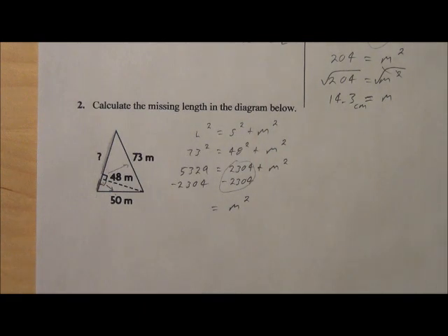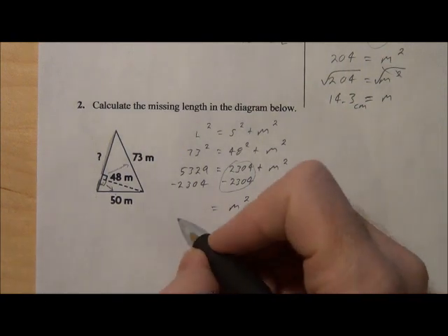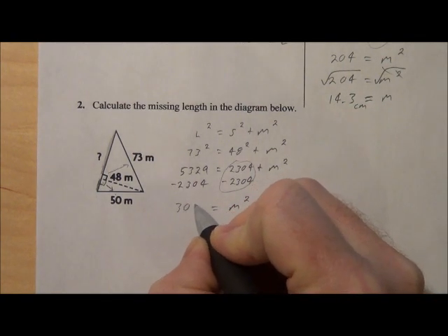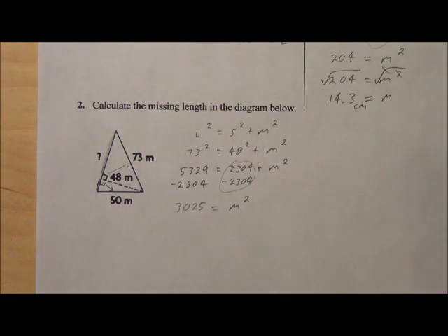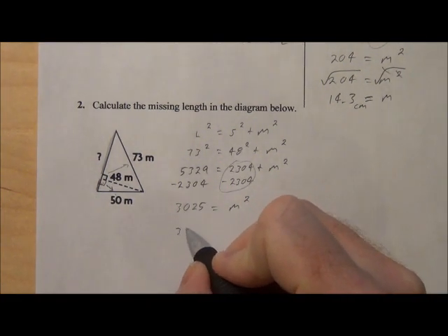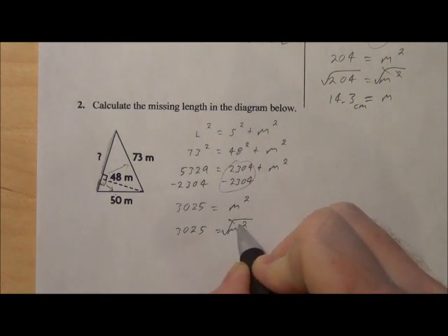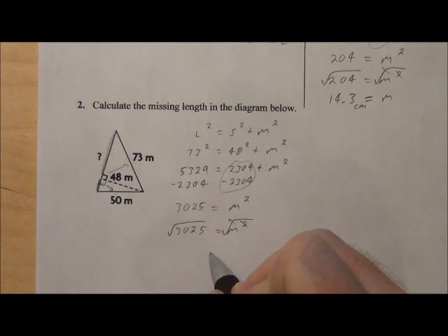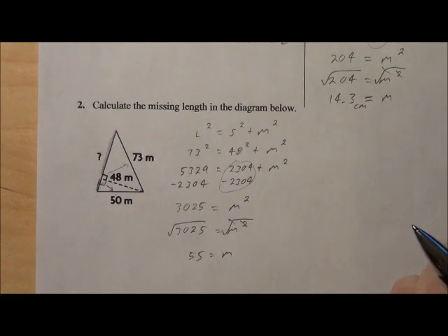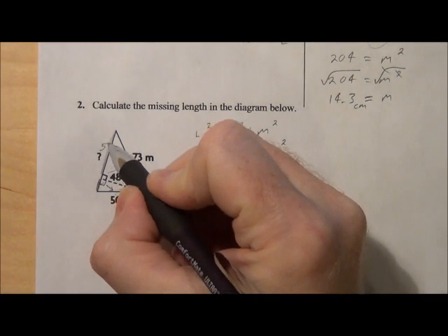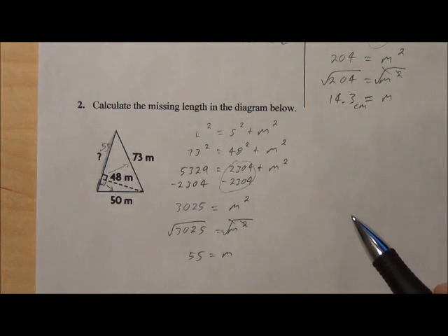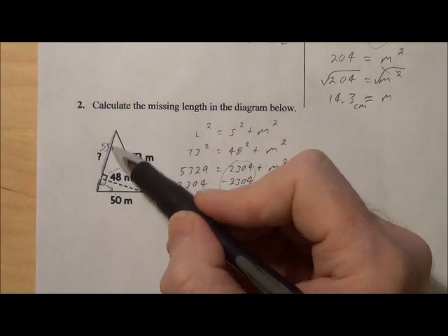I hit plus by accident, so I have to redo it. That gives us 3,025. I don't know why you needed a calculator for that. Anyways, we're going to take the square root of both sides again. The square and the square root cancel, and therefore m equals 55. Okay, so this leg is 55 meters for that larger triangle.